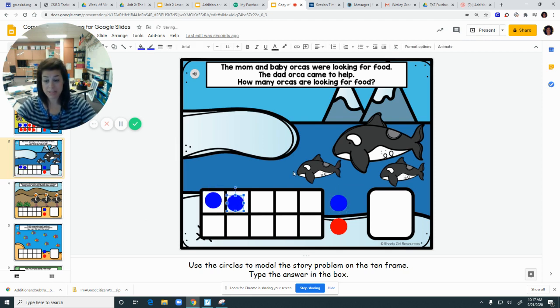The dad came in and said, I'll help you. So if he comes in, I'm going to give him the red because that's the dad. The blue is the mom and the baby. The red is the dad. Together, how many orcas are looking for food? 3. There are 3 orcas looking for food. Okay, so that's what you're going to do. Let's look at one more.